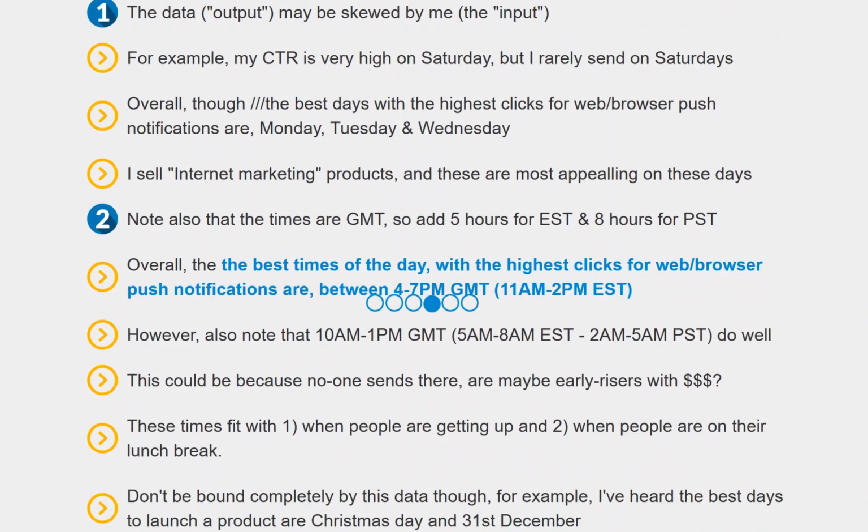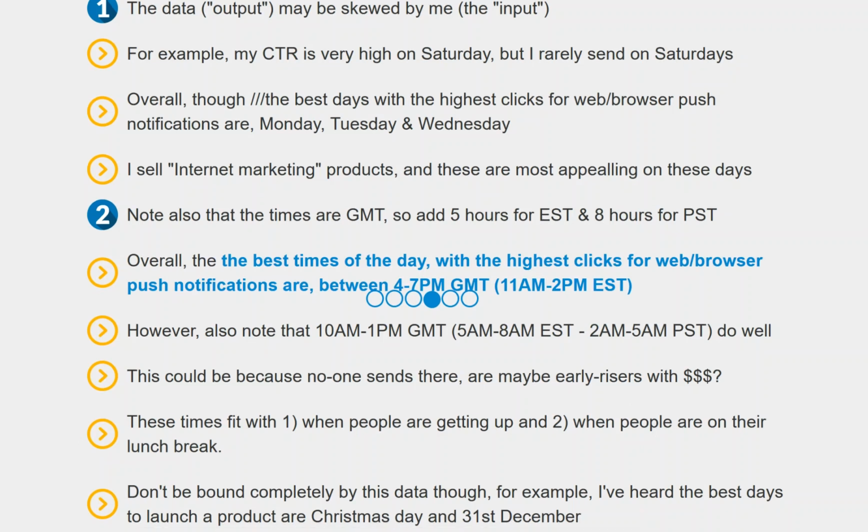However, note also that 10 a.m. to 1 p.m. GMT, which is 5 a.m. to 8 a.m. Eastern, or 2 a.m. to 5 a.m. Pacific Time, do particularly well. This could be for the fact that no one sends at those particular times, or perhaps this is down to early risers who often tend to be older people with more money who are around at these early times. Note also that the two times that I see doing particularly well fit with when a lot of people are getting up and getting ready for work, and also when people are on their lunch break and checking their emails.